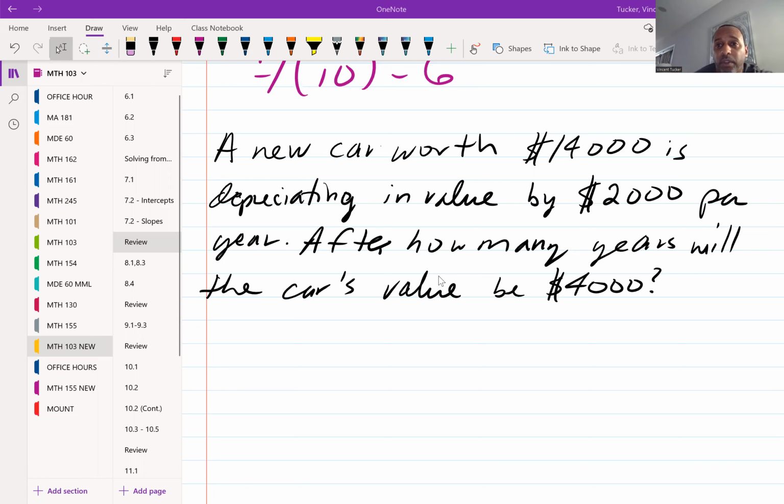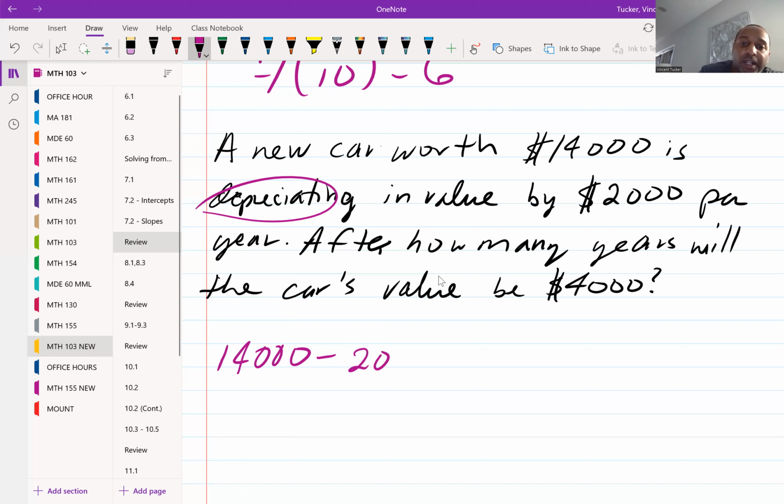It says a new car worth $14,000 is depreciating in value by $2,000 per year. After how many years will the car's value be $4,000? So we know we're starting off with the car being worth $14,000 and it's depreciating. So that means we're going to be subtracting $2,000 every year. If it was appreciating, then we would be adding $2,000 a year, but we're subtracting because it's depreciating. $2,000 every year.